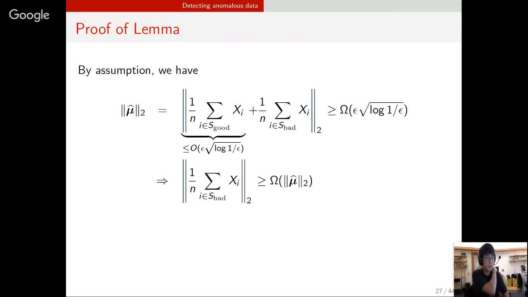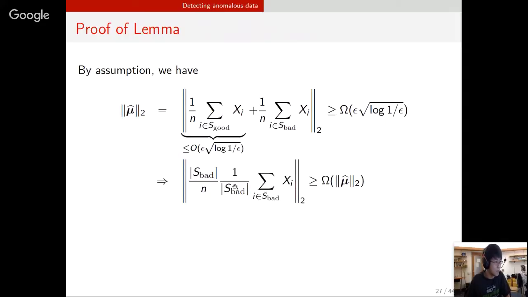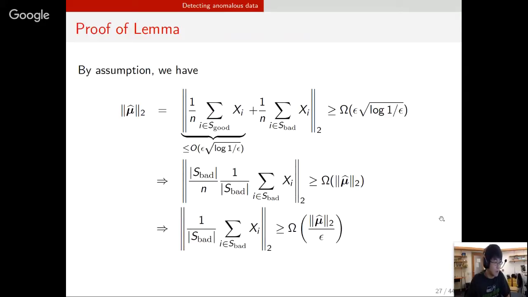Okay, so this implies that the second term here, which is just 1 over n times the sum over the bad points of xi, has large 2 norm. It's at least omega of the 2 norm of mu hat. All right, now let me multiply and divide this by the size of S bad. Recall the size of S bad over n is epsilon, because S bad is size epsilon times n. So I can move this over, and I get the following. The empirical mean of the bad points has 2 norm at least the 2 norm of mu hat over epsilon.